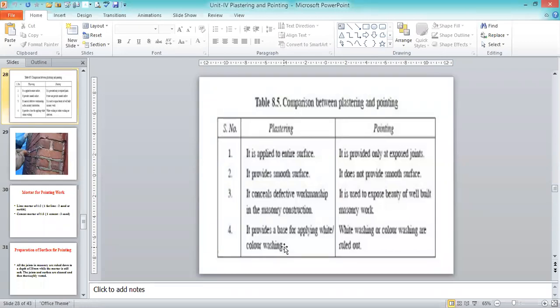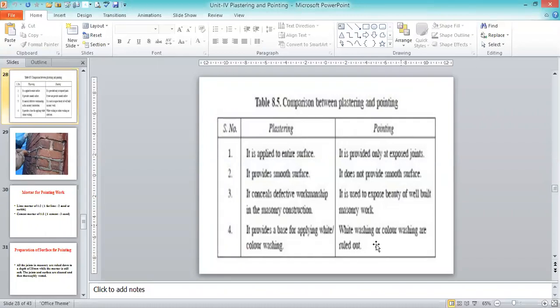Plastering provides a base for applying white or color washing, that is, the painting. For painting, the prerequisite is plastering. If you have done plastering well, according to the requirement, then we can easily go for the whitewashing or the color washing, that is, the painting. Here in pointing, whitewashing or color washing are ruled out. That is not required, because we are preserving the architectural beauty of the masonry work. That's why we don't need whitewashing or color washing.